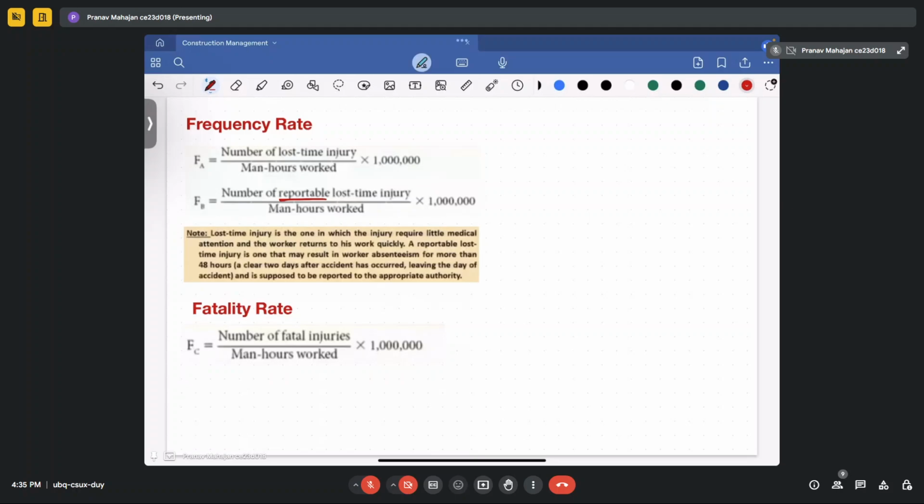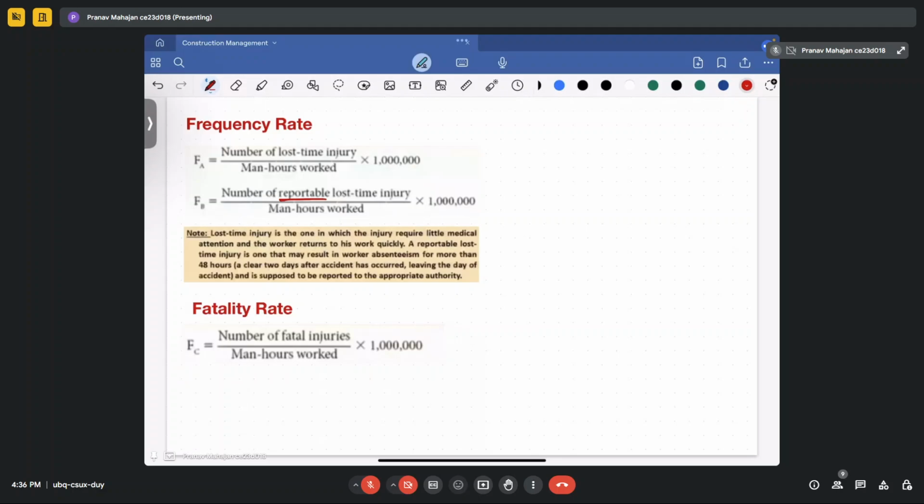Note that a lost time injury is one in which the injury requires little medical attention, and the worker returns to work very quickly. A reportable lost time injury is one in which the worker is absent for more than 48 hours, that is a clear 2 days after the accident has happened, leaving the day of the accident, and it is supposed to be reported to the appropriate authority.